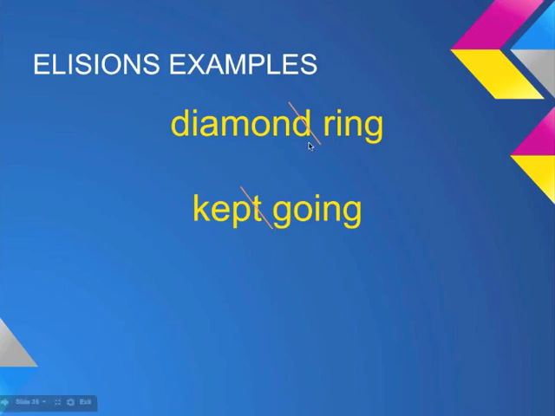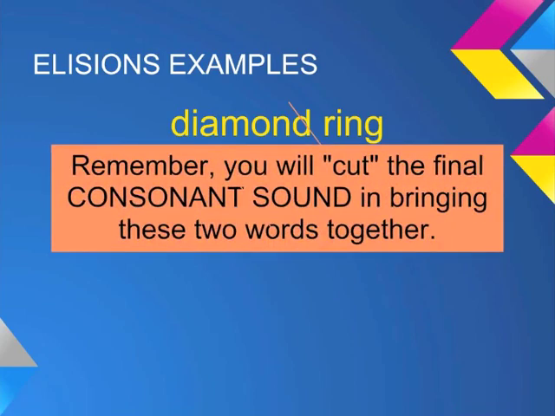So again, in these two examples, the D and the T are typically sounds that we do not finish in English, or that we stop. So in this case, we probably will just cut the sounds to help facilitate the two words sounding very, very connected to each other. So remember, you will cut that final sound in bringing these two words together.